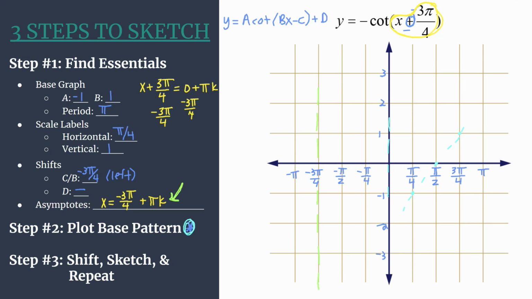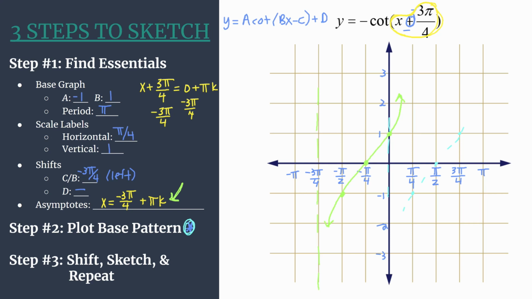So now move each of your points to the left 3 horizontal grid units, or to the left 3 pi over 4. Easy enough. And now we have one cycle that we can sketch in for our graph of negative cotangent of x plus 3 pi over 4.